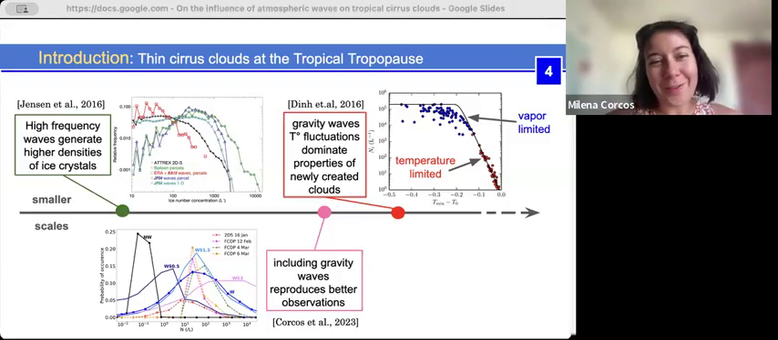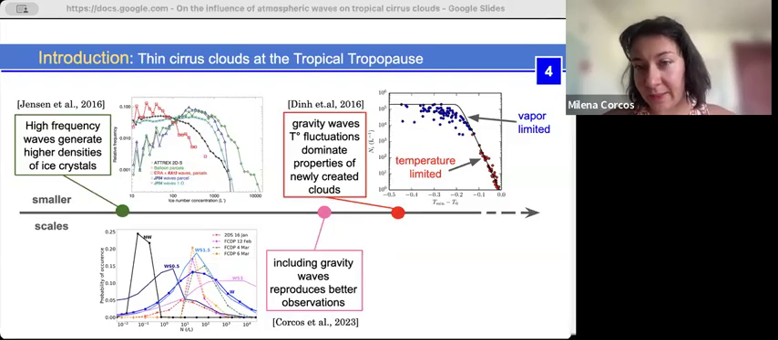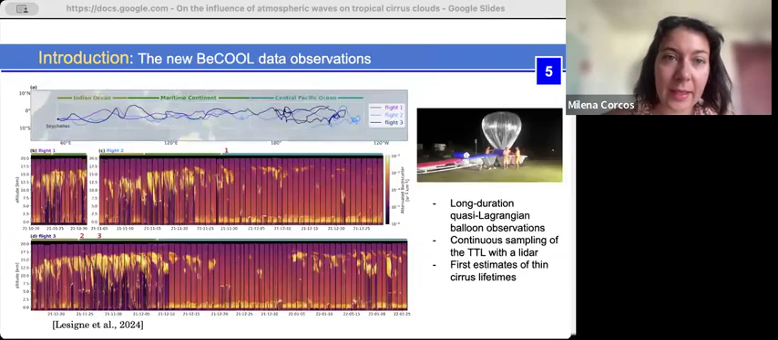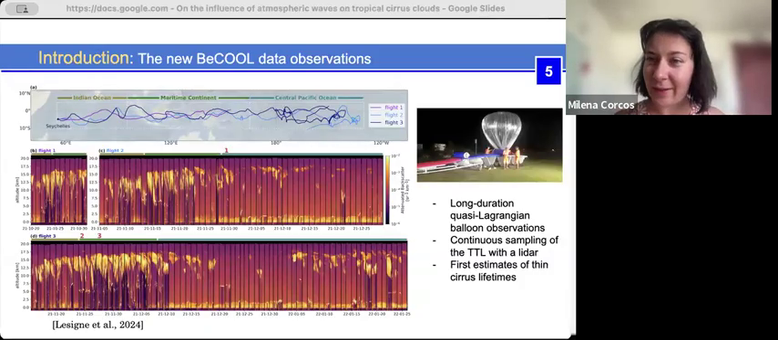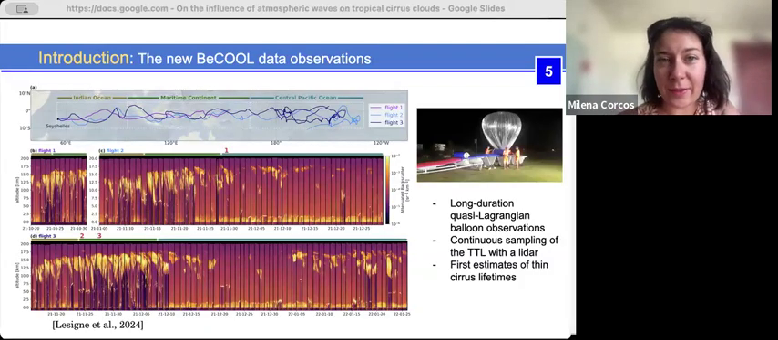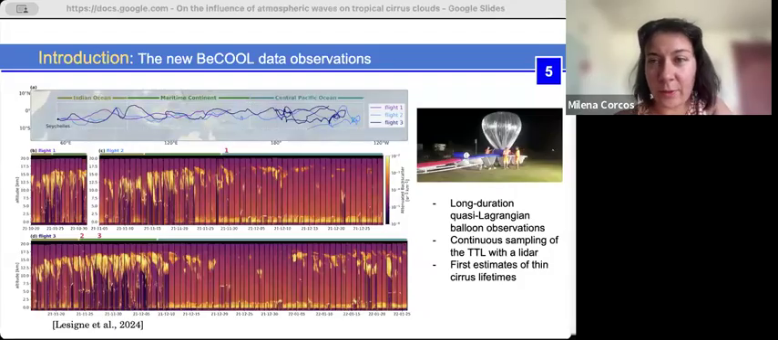So all of these studies indicate that gravity waves are a key component of TTL cirrus formation and evolution, but to my knowledge, less is known about how gravity waves and large-scale waves together control the subsequent lifetime of TTL cirrus. And one reason can be observational when we want to really look at the whole lifetime of cirrus clouds, because thin TTL cirrus are difficult to observe.